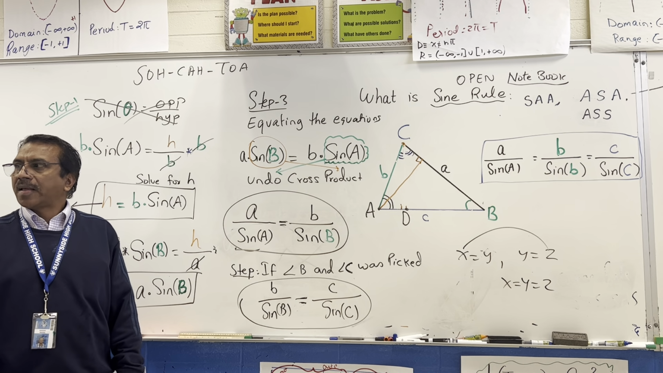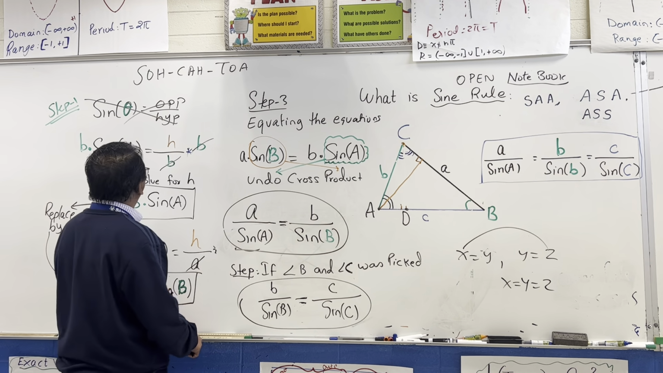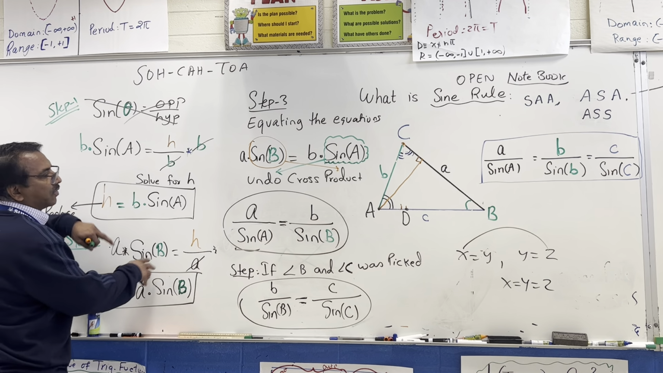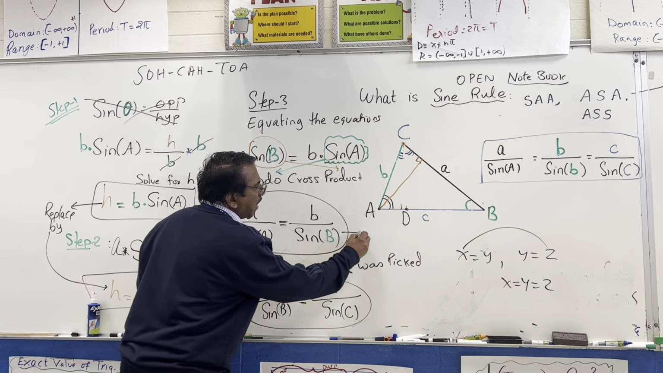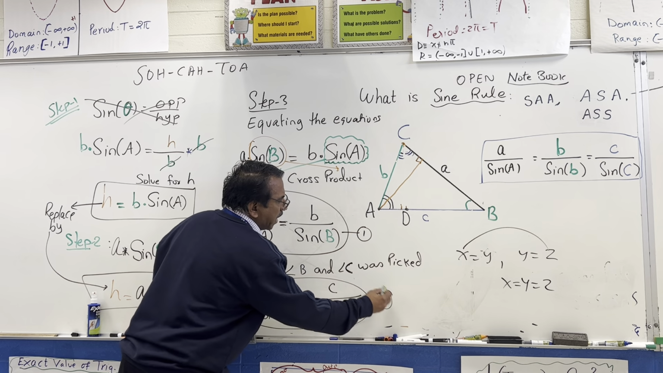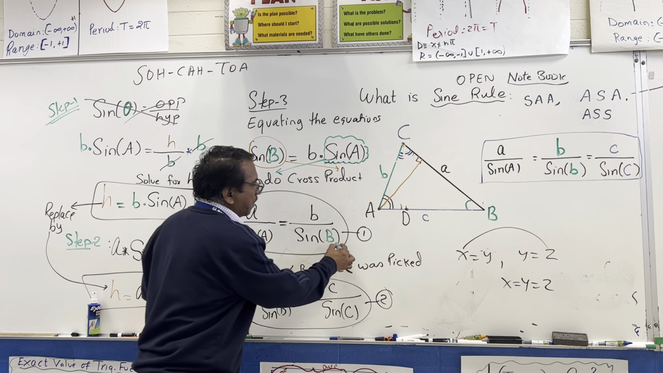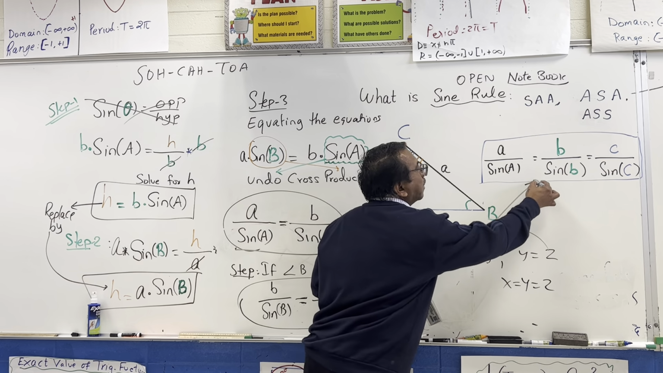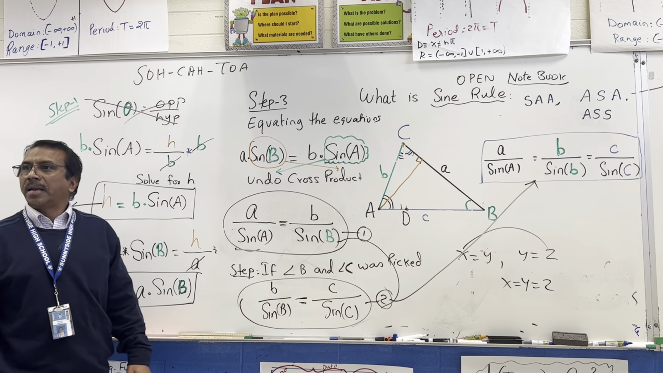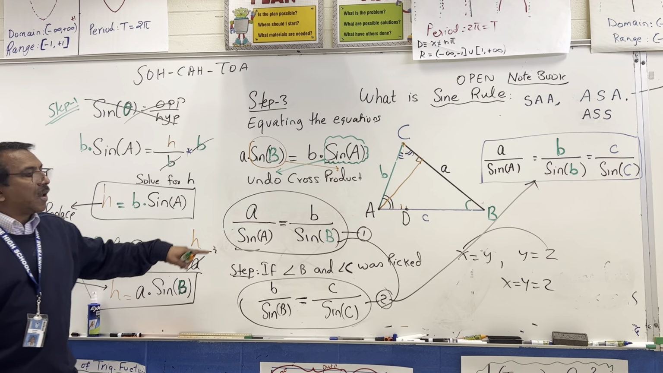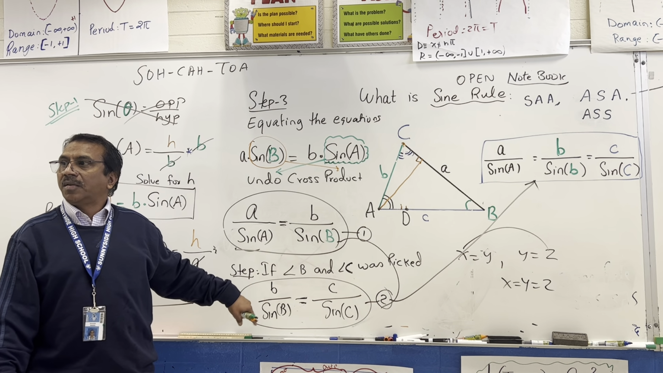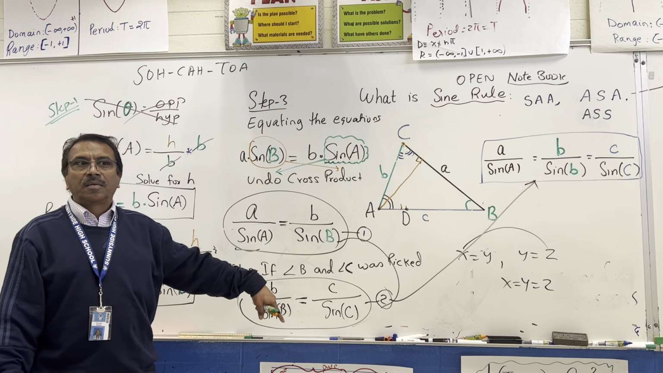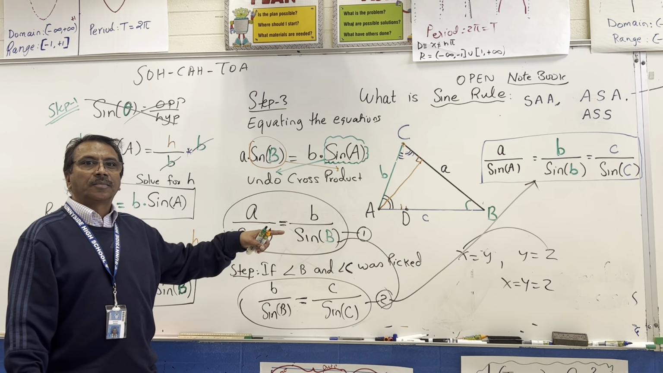So what we say is, from these two boxes, this helps us to get this, and now we got this. Now we can call this 1 and this 2, and we can combine the two. Do you agree? So this one says a over sine A is b over sine B. This one says b over sine B is c over sine C. So all three are the same. Make sense?